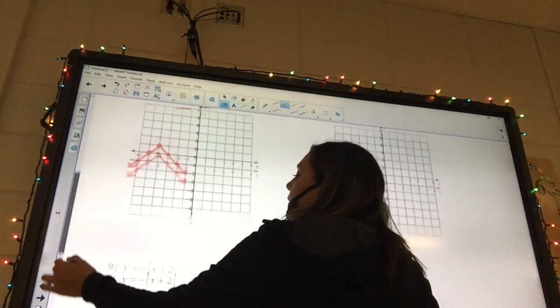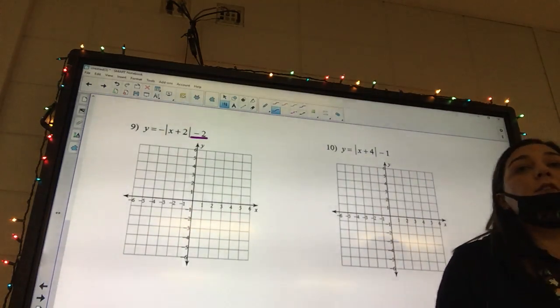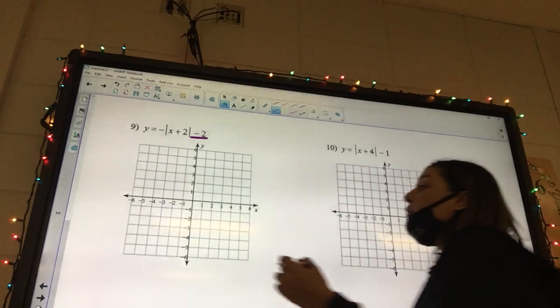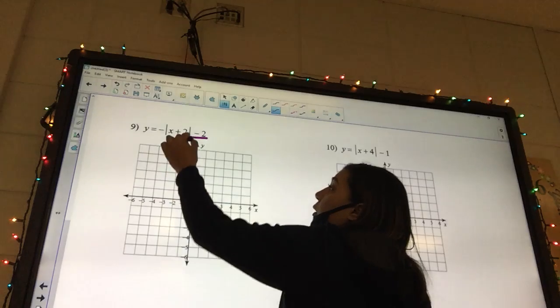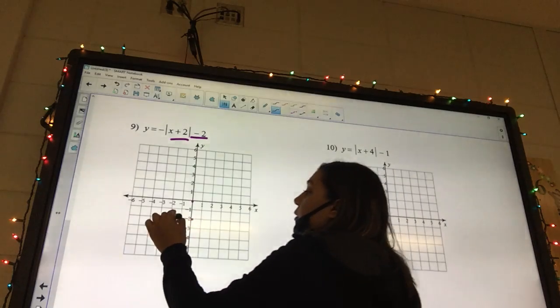Okay, number 9. What does this minus 2 do on the outside? Going up and down, so it's down. So we're going to go down 2. What about the plus 2 on the inside? I'm going to go with negatives. We're going to go towards the negative 2.